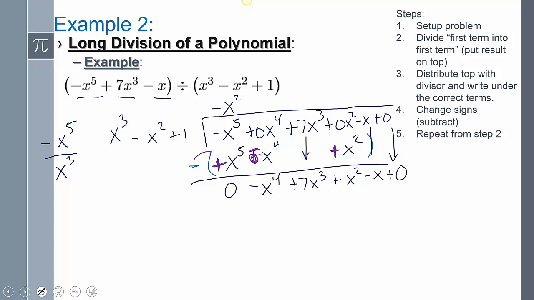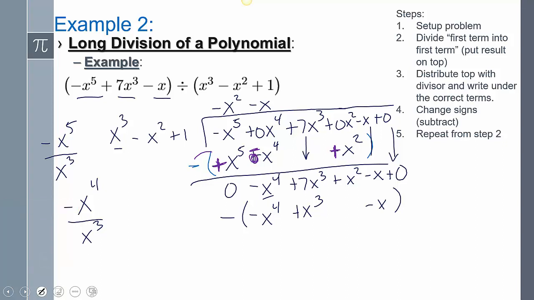So now we repeat. So this value, the first term divided into first term. So minus x to the 4th over x cubed. So that's going to turn into minus x. Now we're going to distribute. So this value times this value gives me minus x to the 4th. Negative x times negative x squared gives me a positive x cubed. Negative x times 1 gives me minus x. Subtract.